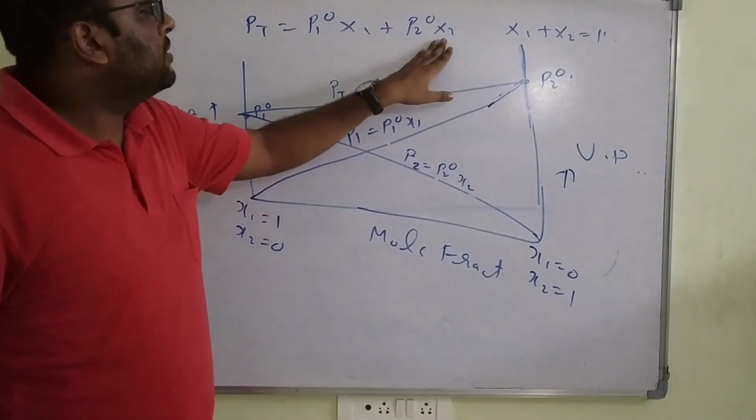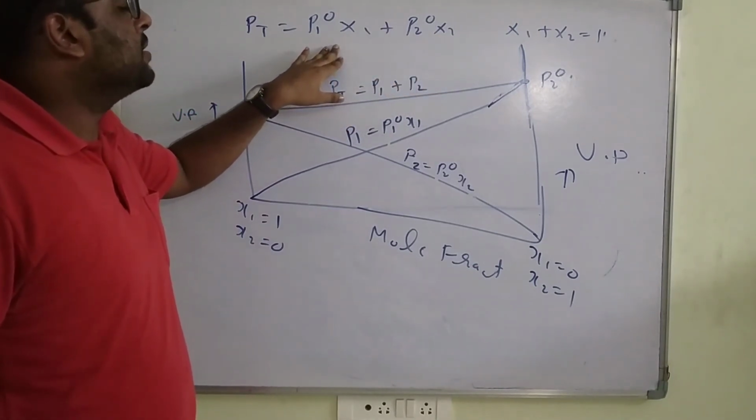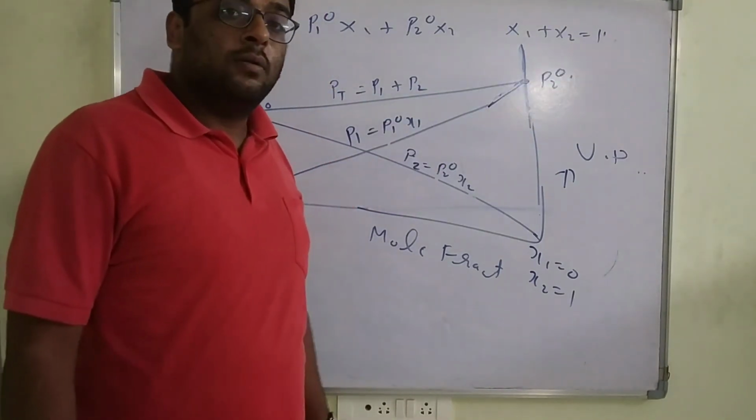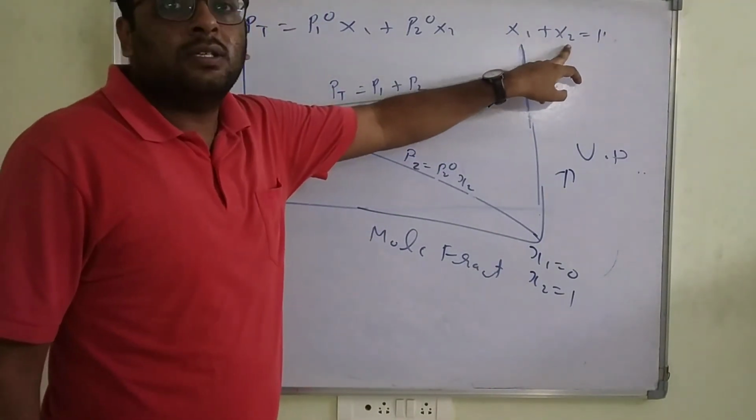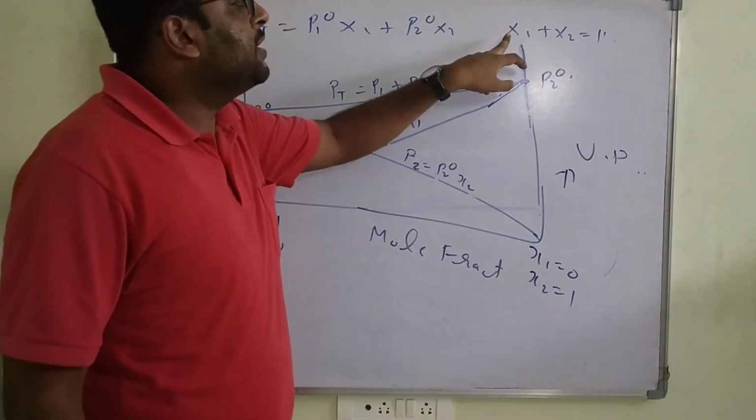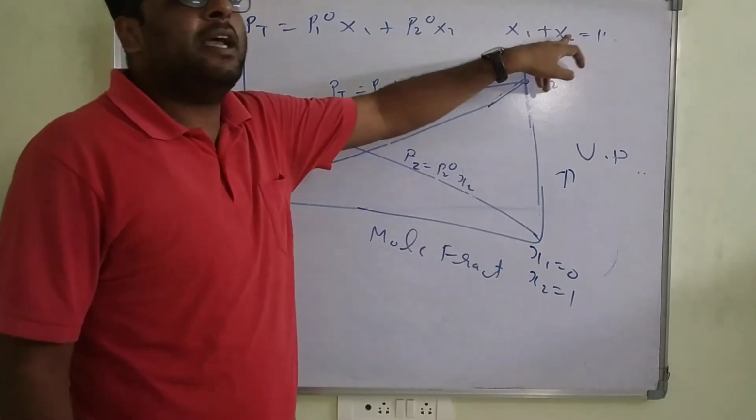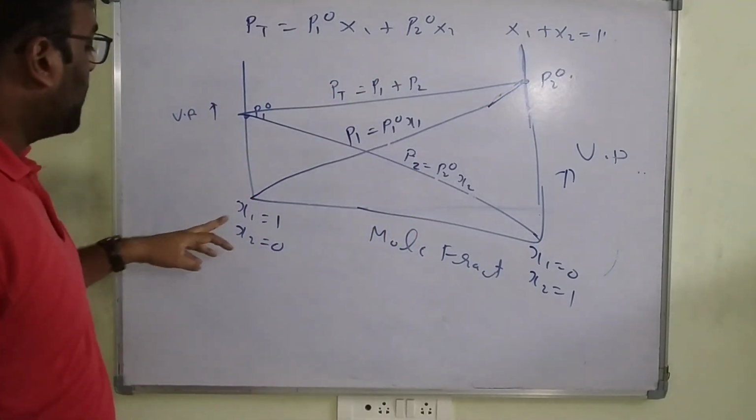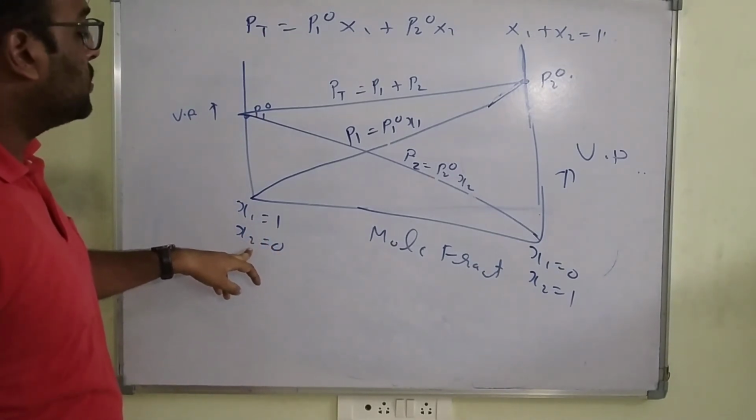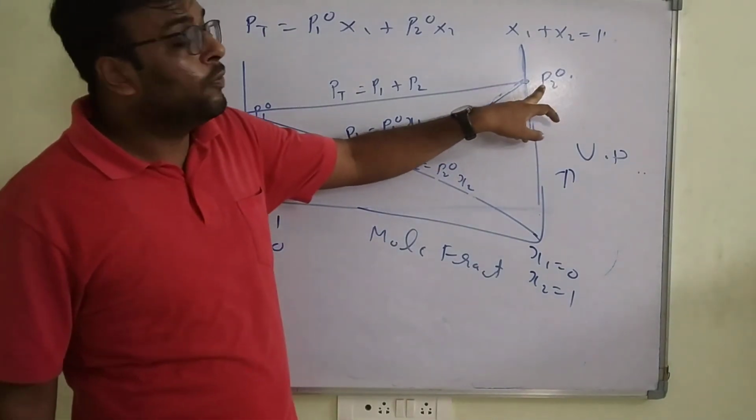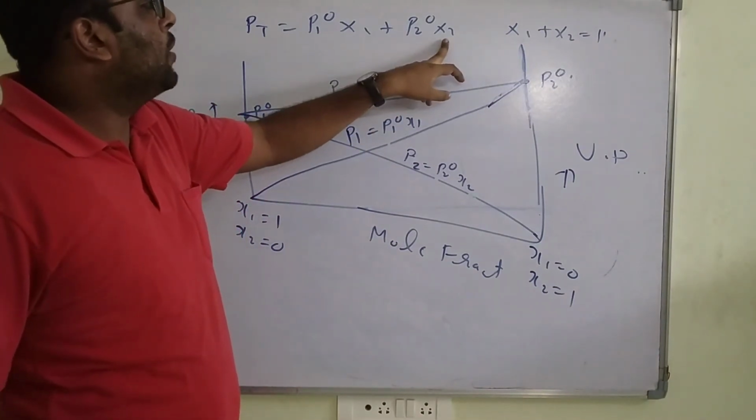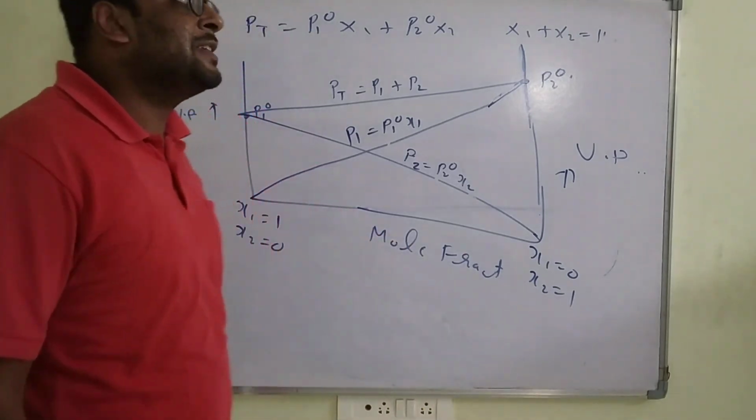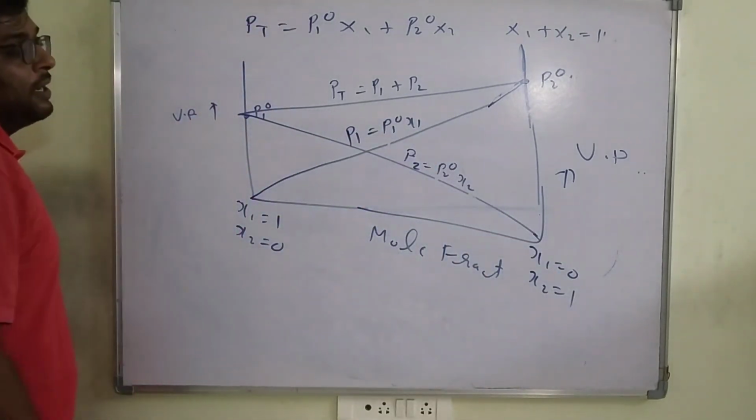This one will increase, this one will decrease, because x1 plus x2 is equal to 1. If this one is 40, this one is 60. It always comes to 1. If this one is 30, this one is 70. If this one is 80, this one will be 20, because it is always 100%. So the graph is for x1 equal to 1 over here and x2 equal to 0. As x1 decreases, it moves towards P2. Here x1 is 0, and P total depends on P2, because x2 is maximum over here.